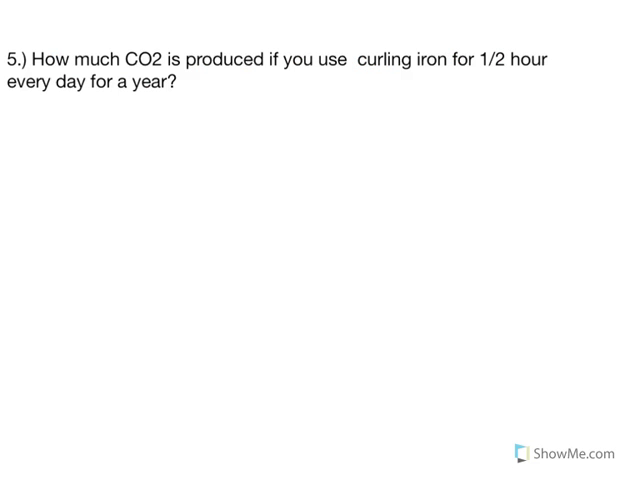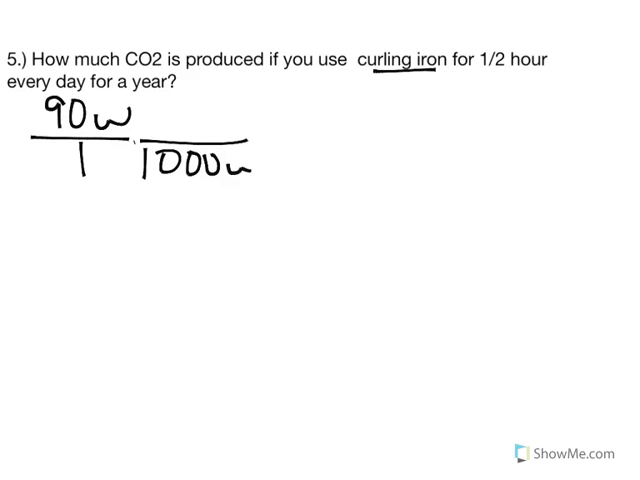All right, how much CO2 is produced if you use a curling iron for half an hour every day for a year? Okay, so curling iron. Curling iron is 90 watts. Well, I'm sorry, this is how I do these problems. 1,000 watts is 1 kilowatt. If you move the decimal, knock yourself out, you'll get the same answer.